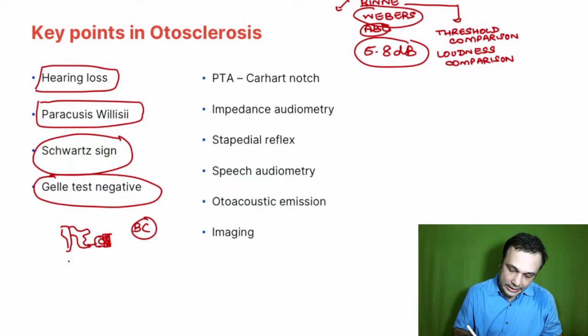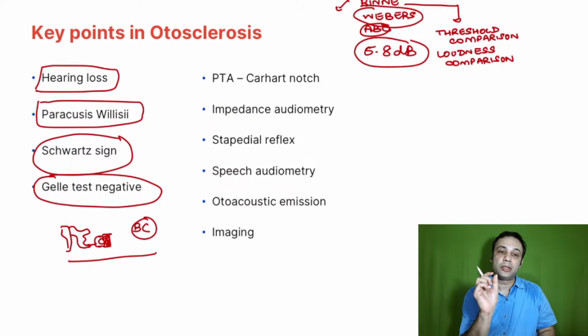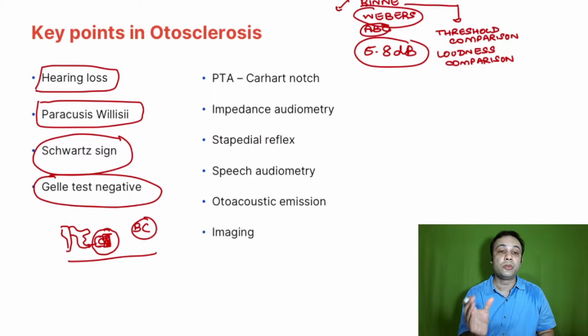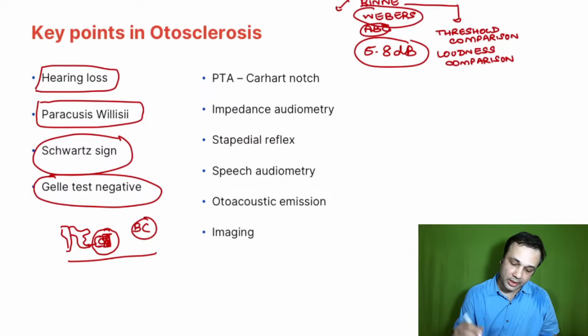Right. So when you look at Gelle's test, in otosclerosis the stapes does not move. So there is no change when you increase the pressure in the external auditory canal. Whereas in a normal ear, the hearing may become better. Right. So that is what Gelle's test is.